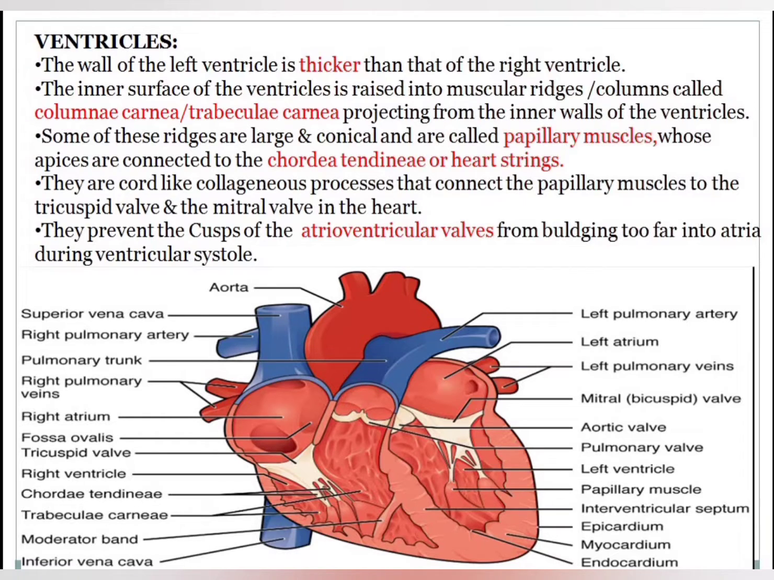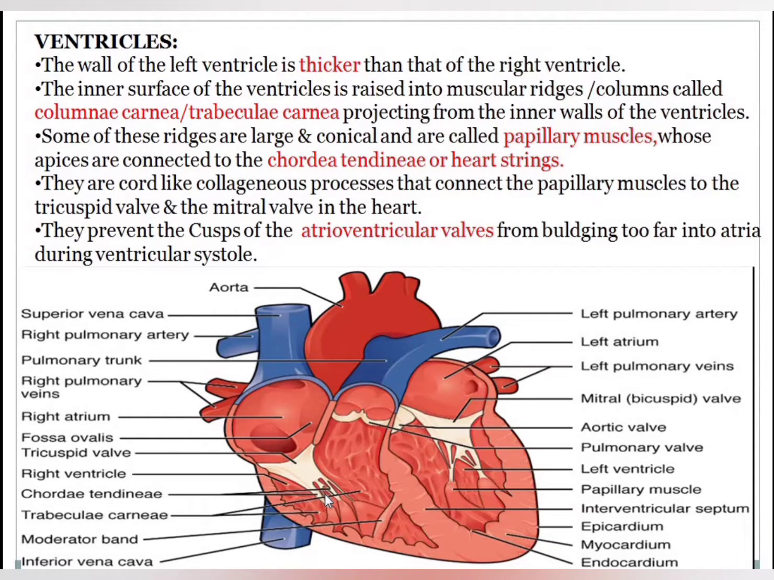These are cord-like tendinous processes that connect the papillary muscles to the valves, called the mitral bicuspid valve or tricuspid valve in the heart. See here, it is connected to the tricuspid valve, and here it is connected to the bicuspid valve. They prevent the cusps of the atrioventricular valves from bulging too far into the atria during ventricular systole. So this is all about the ventricles.